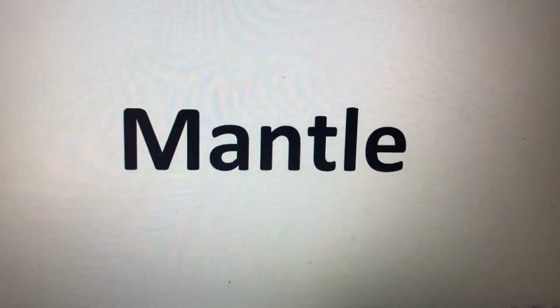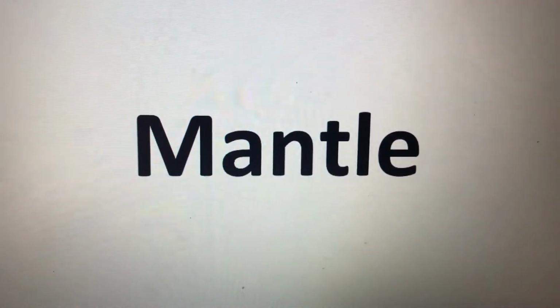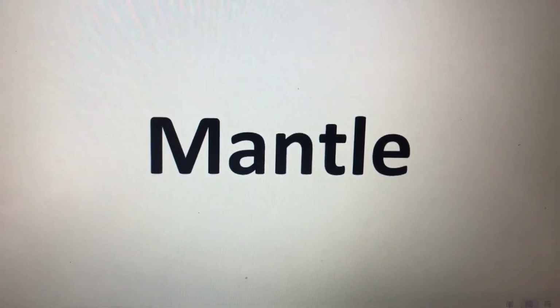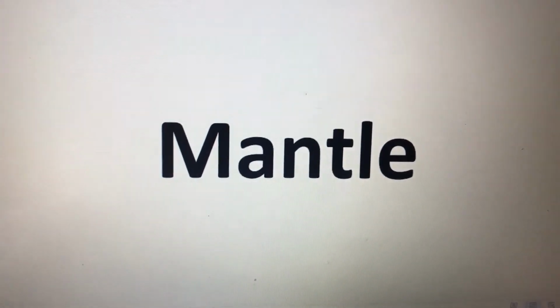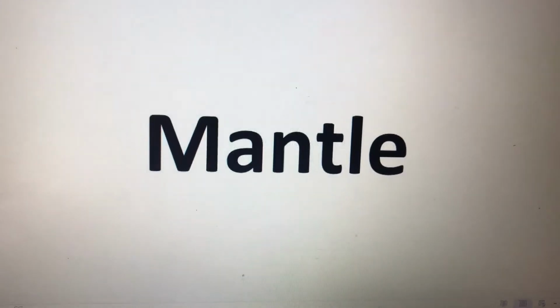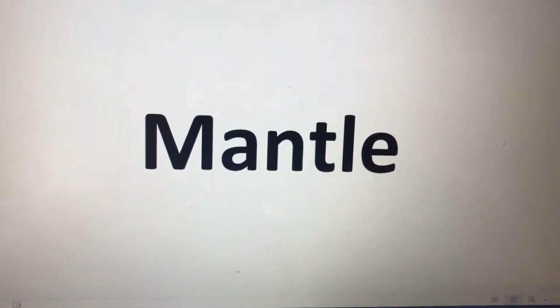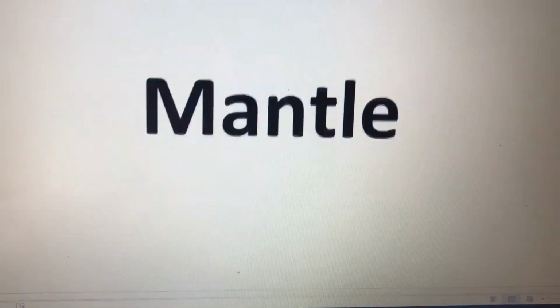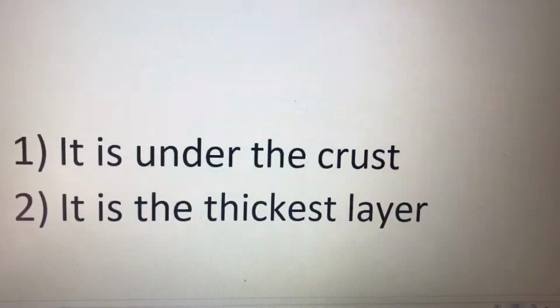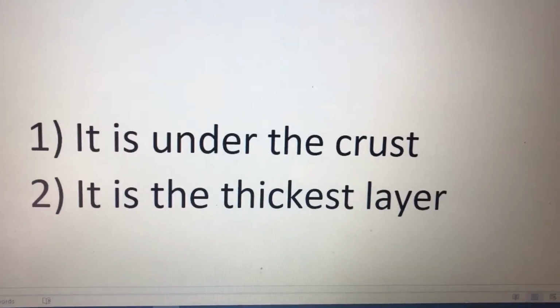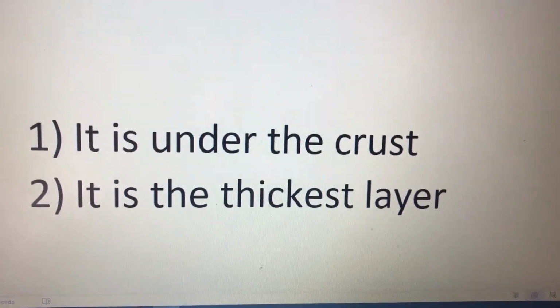What was the next layer, the one that is right under the crust? Do you remember the next layer? Come on, look back at your notes if you don't remember. That's right, the mantle. And what are some things that you can remember about the mantle? What are some things that you wrote down? Come on, let's share them right now. All right. So it is under the crust. It is the thickest layer.